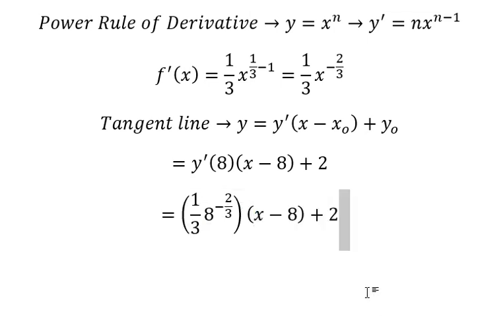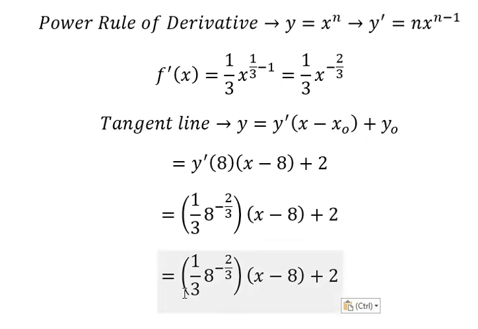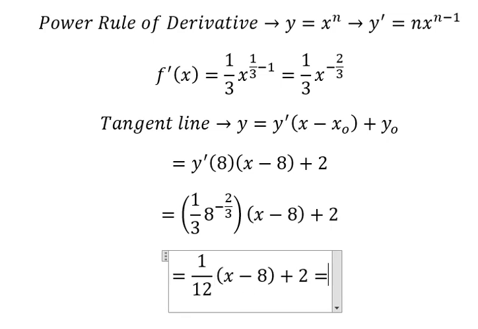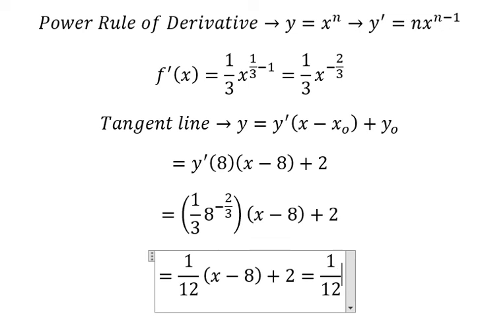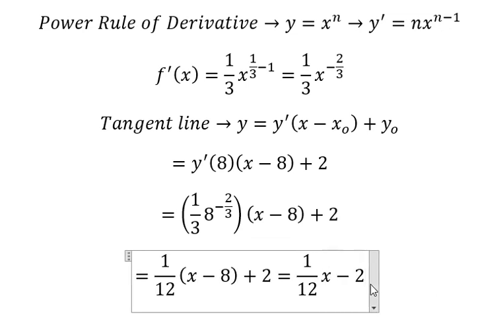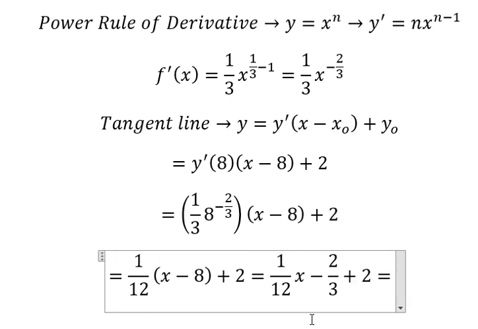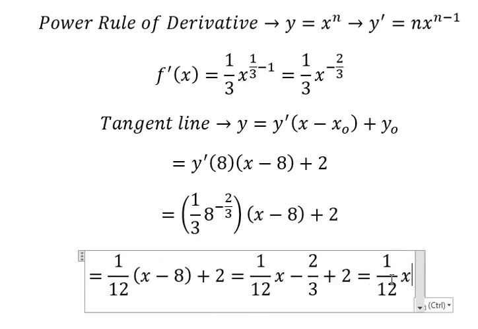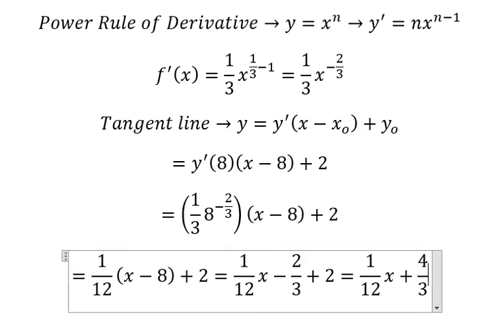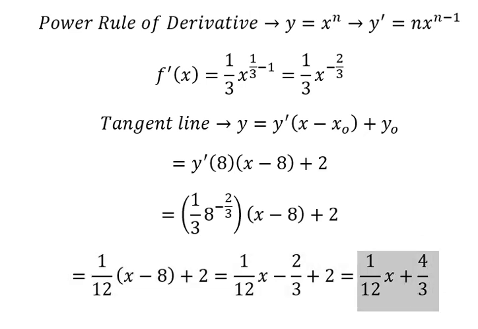So we need to simplify this one. This one we calculate, and we have 1 over 12. So 1 over 12 multiplied by s minus 8. Now we need to simplify, and we got 4 over 3. And this is the final answer. This is the end. Thank you for watching.